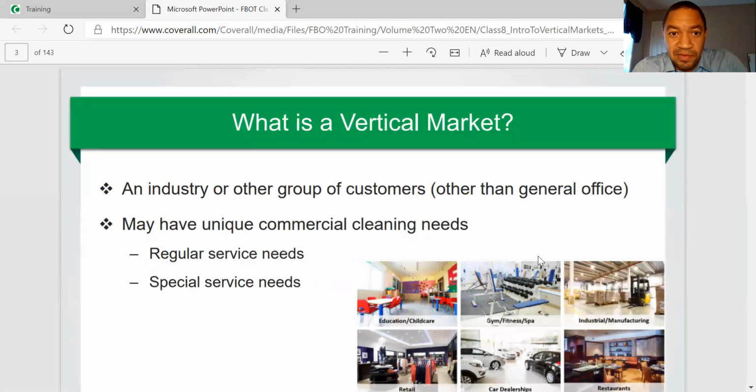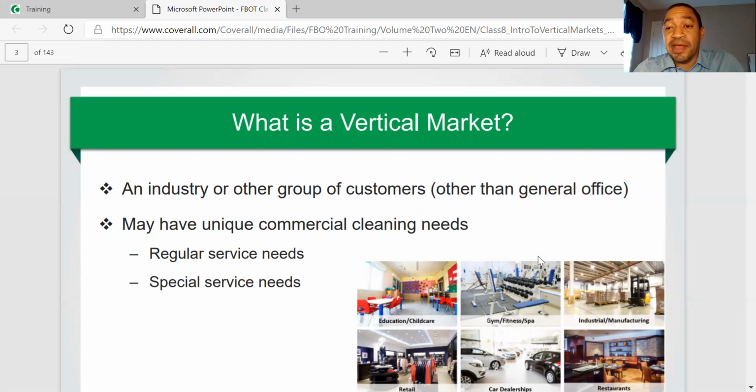So we're right here in chapter 8, the introduction to vertical markets, and I will explain what a vertical market is. So what is it, right? It's an industry or group of customers other than just a general office. A general office is what we just went over. It's just got a conference room, offices, reception area, bathrooms, maybe a break room. But this is everything outside of that, and they may have unique commercial cleaning needs.